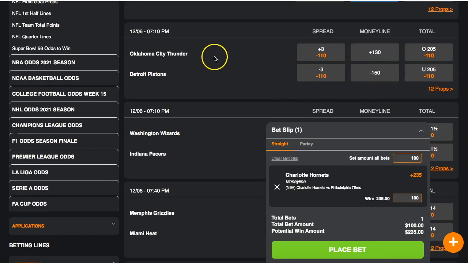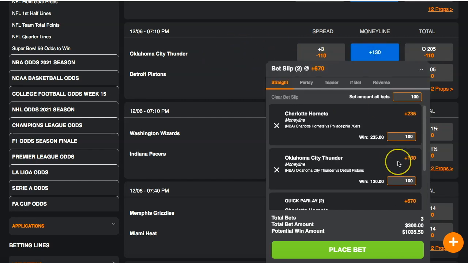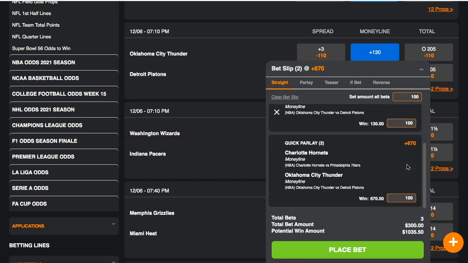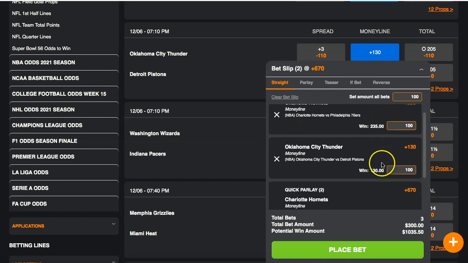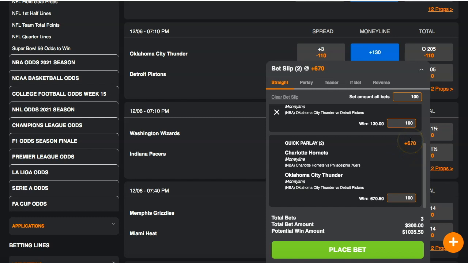Let's see, Pistons and Thunder. Who do we got? Let's say we think the Thunder are going to win. You would click the Thunder over here, and you're going to put in another 100. They're plus 130. So I'm going to show you guys how you can make 10, 20, 50, or even 100 times your money over here, okay? This is called a parlay, meaning you combine the bets. So if I combine both of these bets over here, right, it's a plus 670. Does that make sense? So I would bet 100 to win $670. I have to win both of these bets.